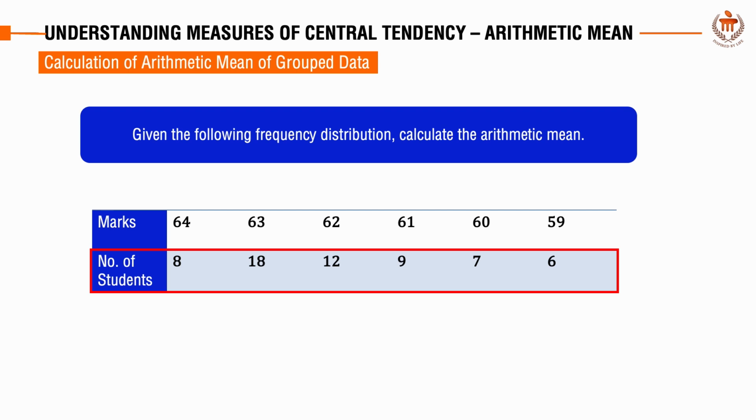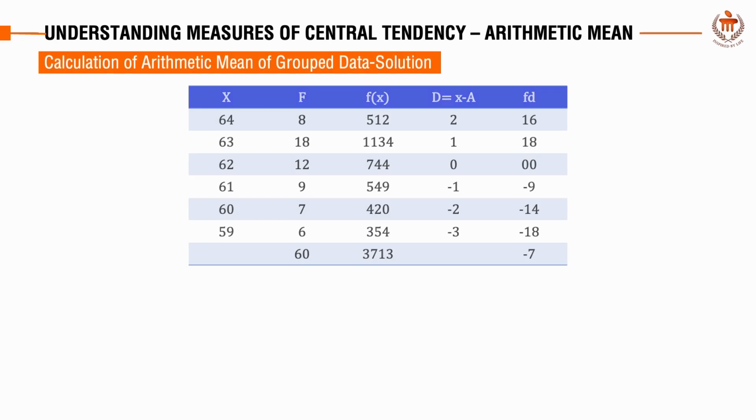So in total there are 60 students, and some marks are given to us. Based on this, we'll find the arithmetic mean of the data. Here x is the marks and f is the frequency, meaning how many people got those marks. So we'll multiply f into x.